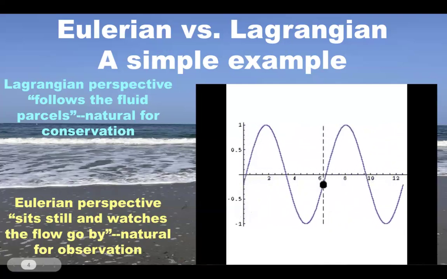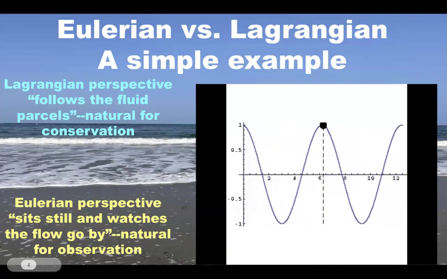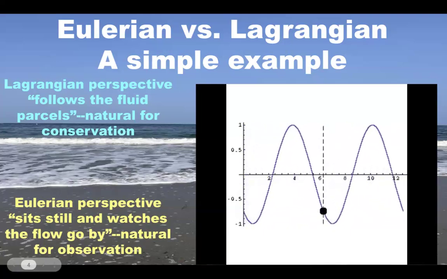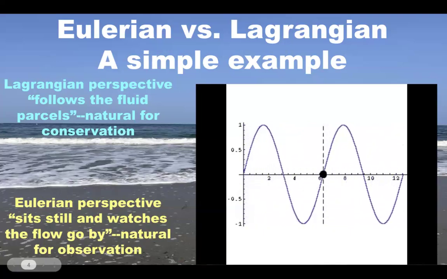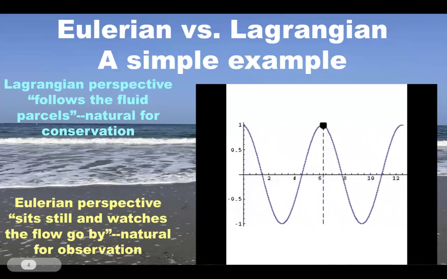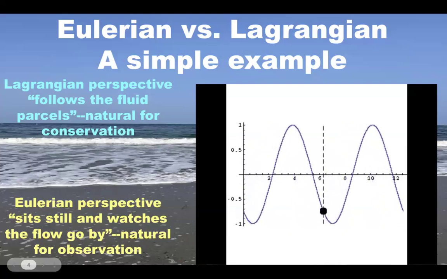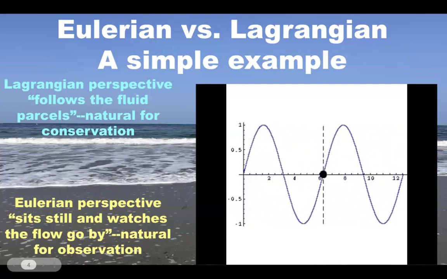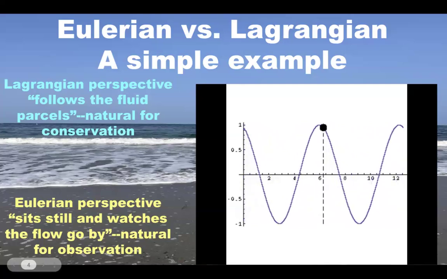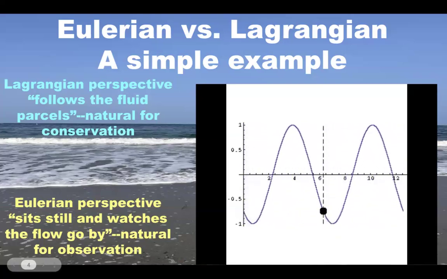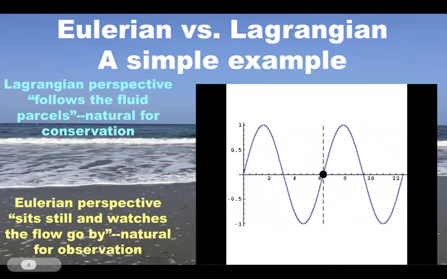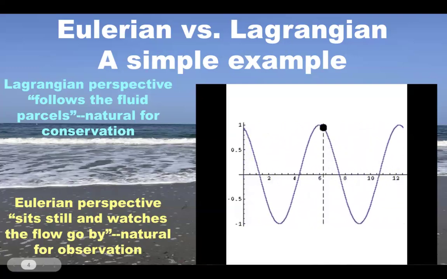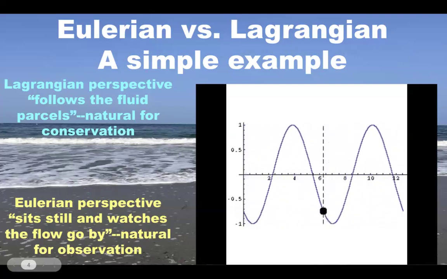So those are both useful ways to think about fluids. The follow-along is called the Lagrangian perspective, after Lagrange. And the sit-still is called the Eulerian perspective. Confusingly, Euler actually came up with both of them, but one of them is called Lagrangian, one of them is called Eulerian.